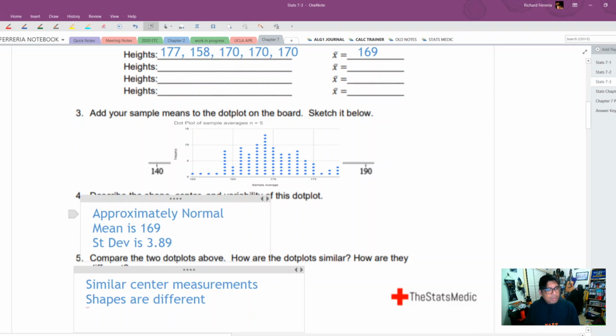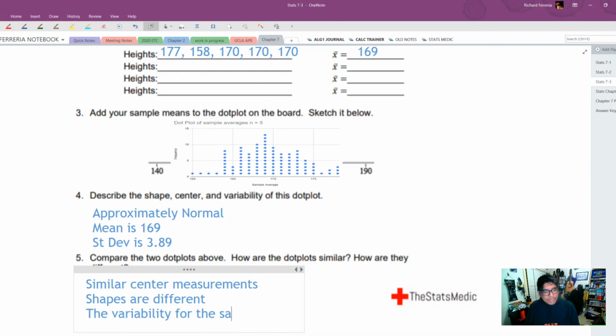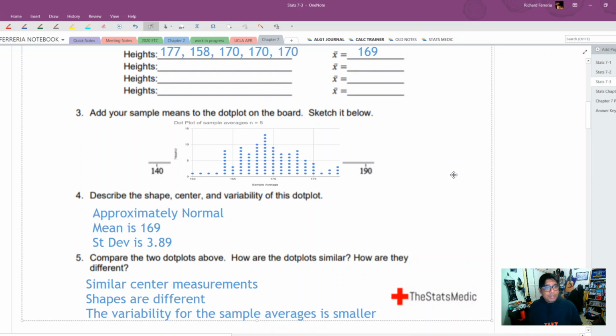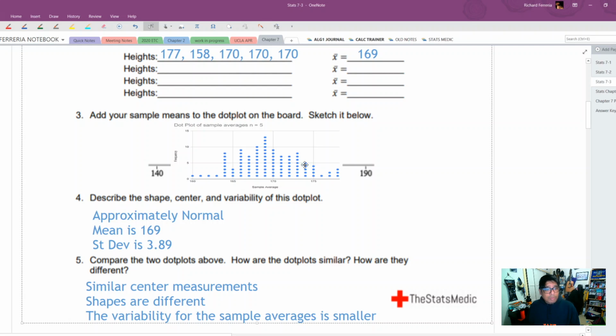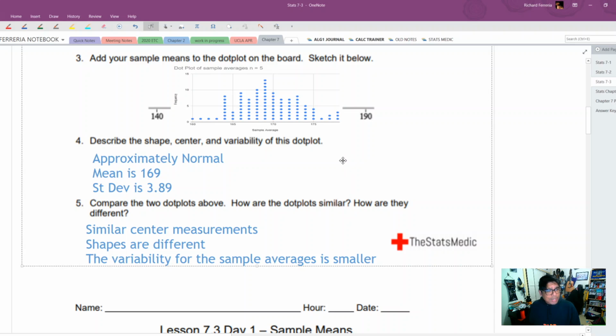And then how about the variability? Well, the variabilities are also different. I would estimate the standard deviation over here for the sampling distribution is much smaller. So the variability for the sample averages is smaller. Okay, so decreased sampling variability with the samples. And that's kind of all we really needed to go with. We can definitely generalize based on what we see.